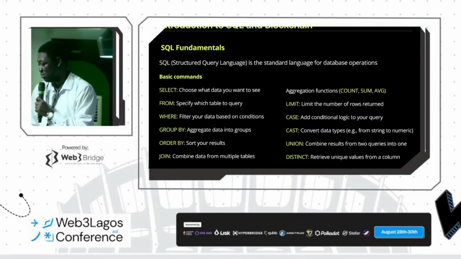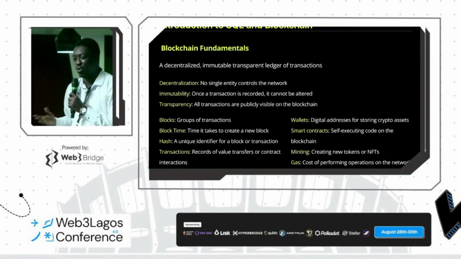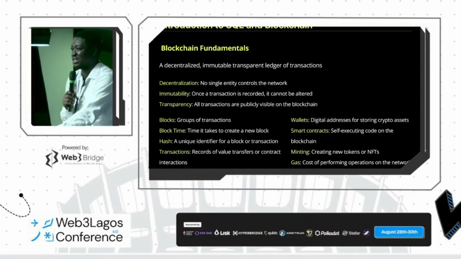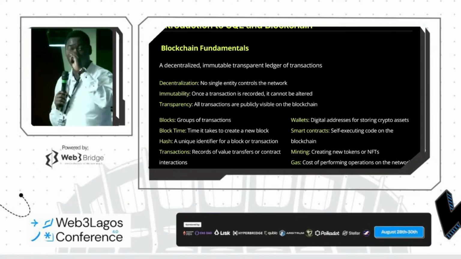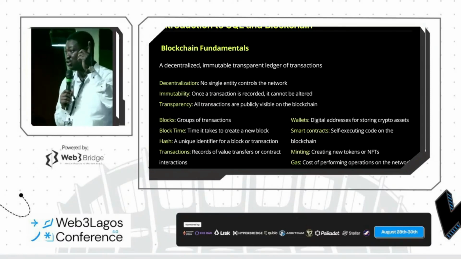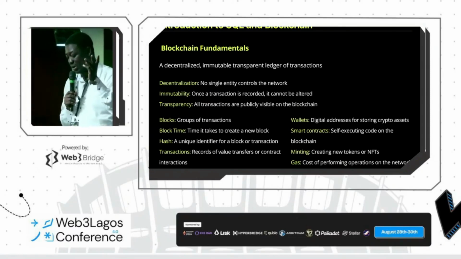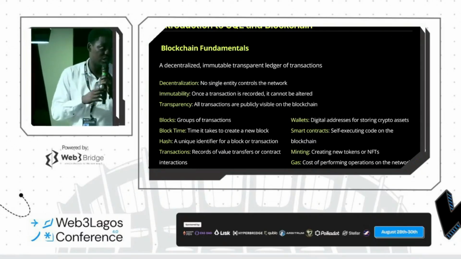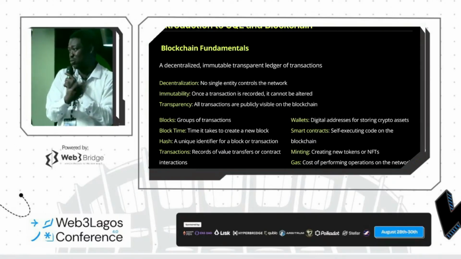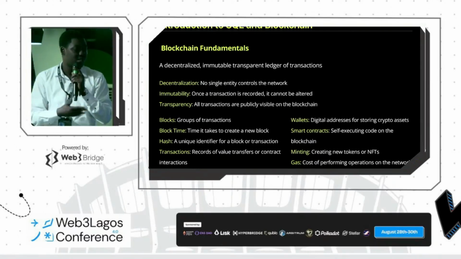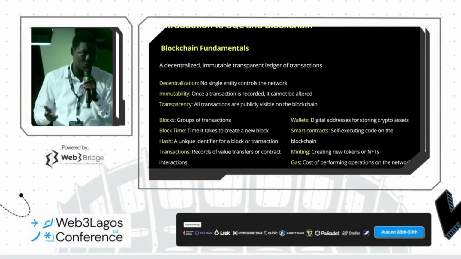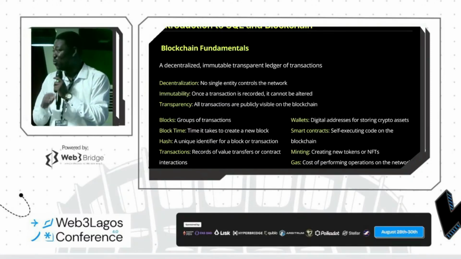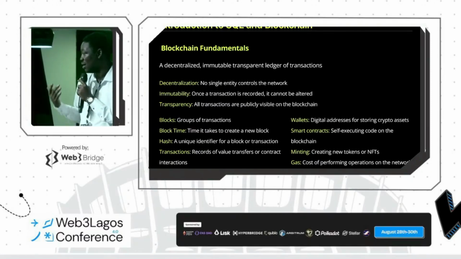Then we have blockchain, and we all know what it is. It's a public decentralized ledger of transactions. It has three core properties: decentralization, immutability, and transparency. Some of the basic terms in blockchain that you will probably find when querying data are blocks, block time, hash, transaction, wallets, smart contracts, minting, and gas. We all know these from our basic blockchain knowledge.